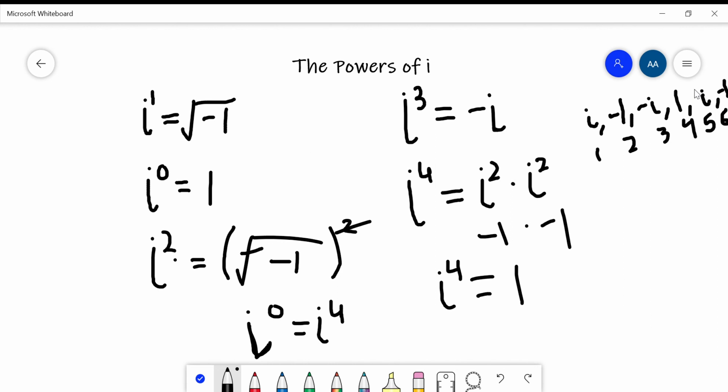So with that, guys, I hope this helped you understand what the powers of i are and how they work, and how it actually just repeats over and over and over again.